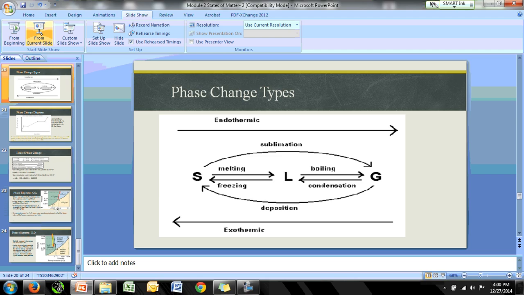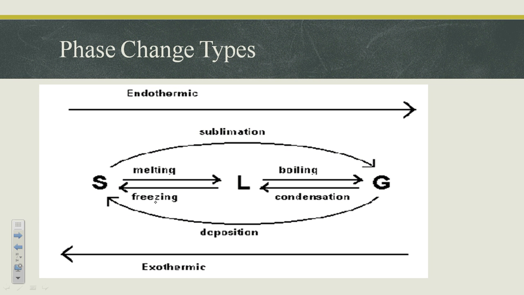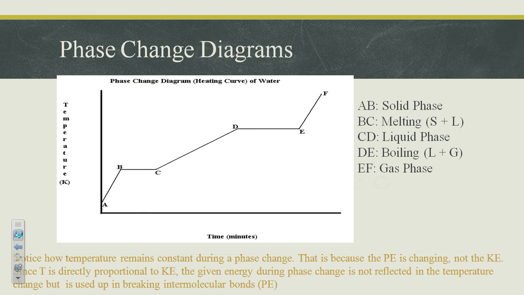So let's resume with phase changes. You know solids can melt, liquids can convert to gases, so melting, boiling. Solids can also go directly to gases, that's called sublimation. All the processes going from solid to the right side are endothermic, while all the processes going this way are exothermic. You've got to remove the heat for those processes to happen.